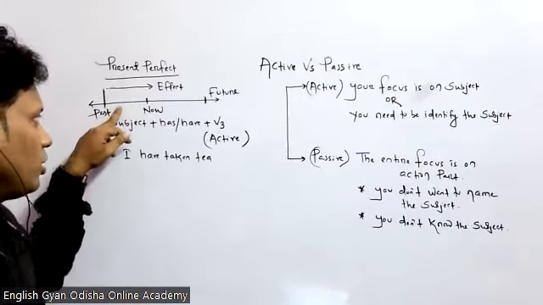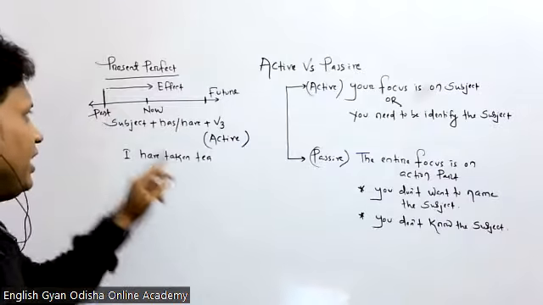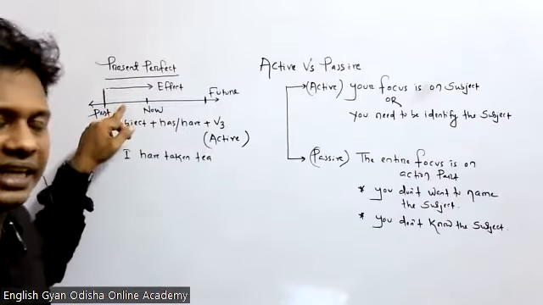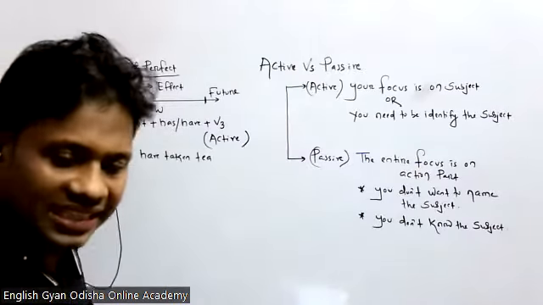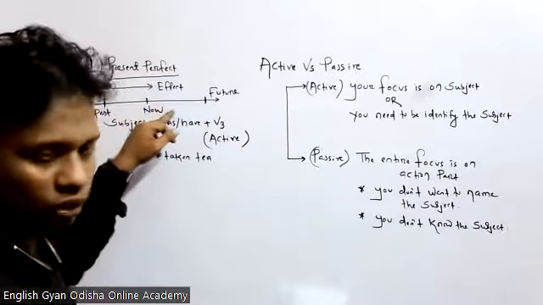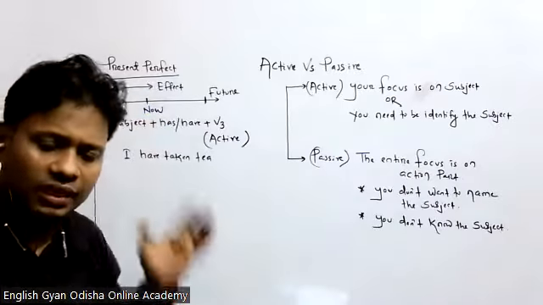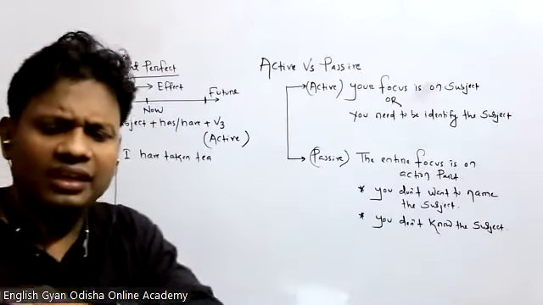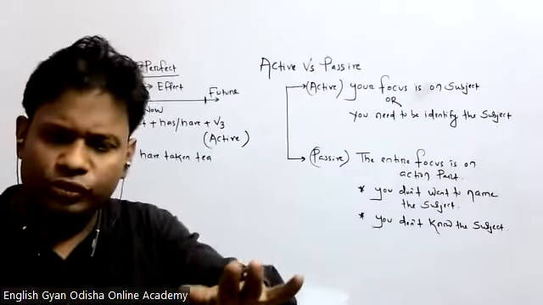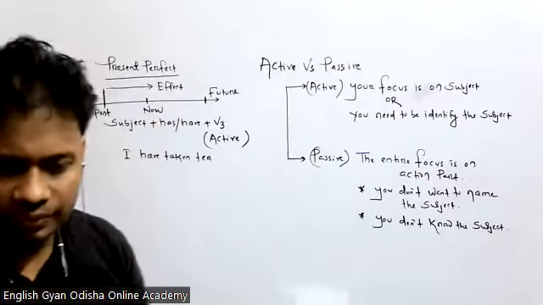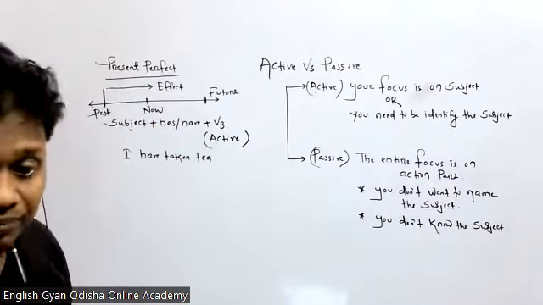And suppose at 8 o'clock you have taken tea. You can say, I have taken tea, because at 8 o'clock you have taken tea, and its effect is there at 9 o'clock. When something's effect is there. And I have given you a lot of examples. Let's not focus on that. We are going to focus on something else.